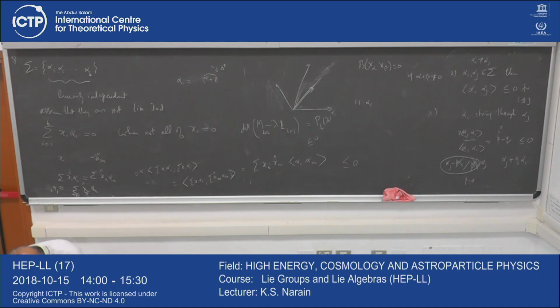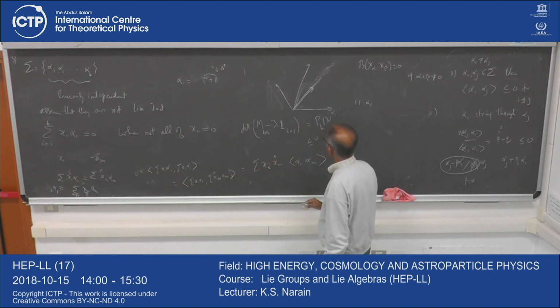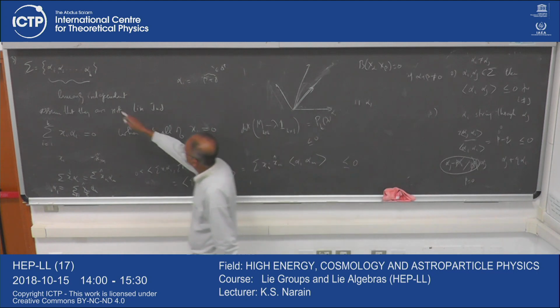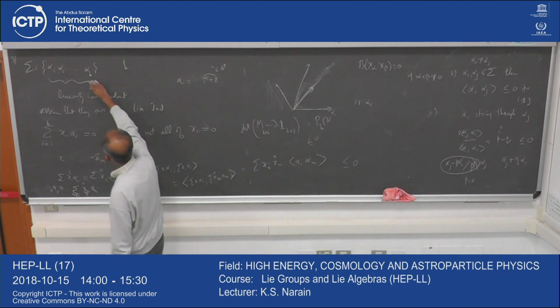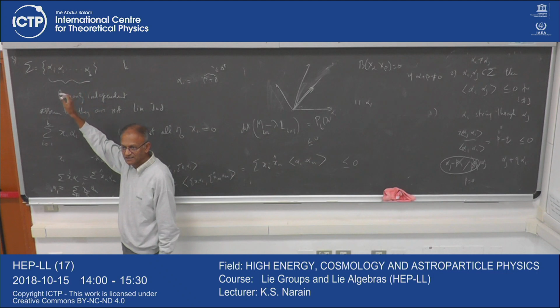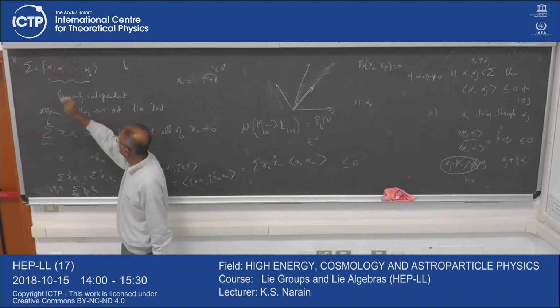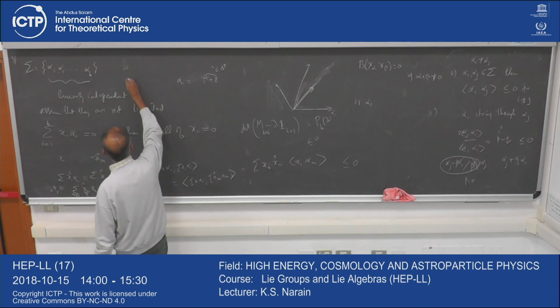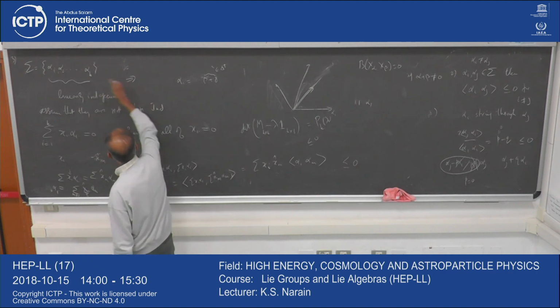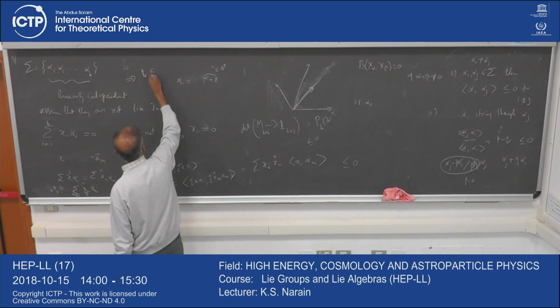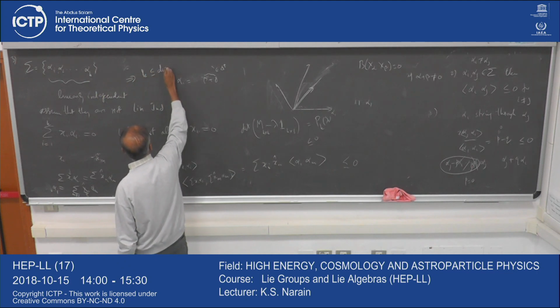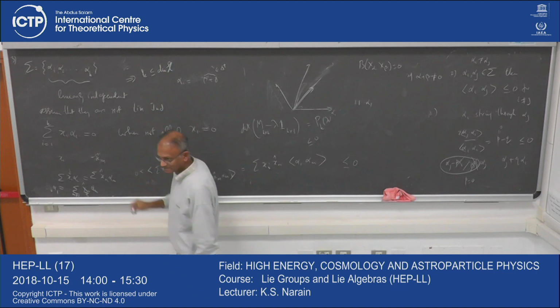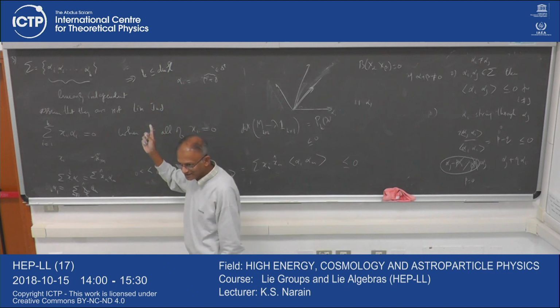Okay, so the fact that they are linearly independent already says that k cannot be greater than the dimension of h. We have proven that this is linearly independent, therefore this implies k must be less than or equal to the dimension of the Cartan subalgebra. It cannot be more, because if it is more, there is no way it can be linearly independent, right?